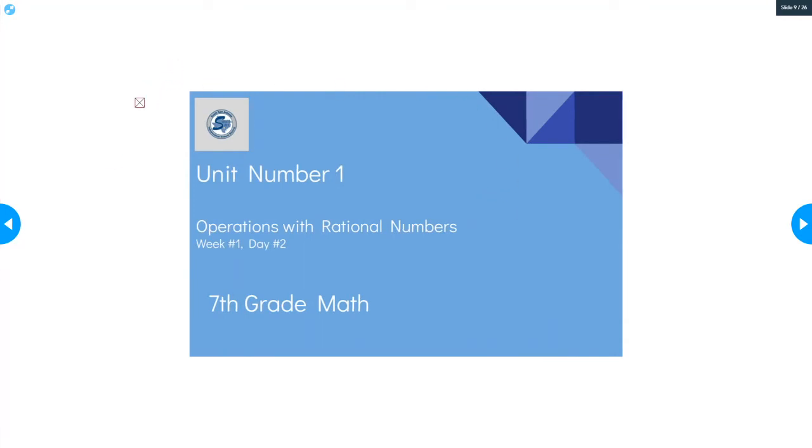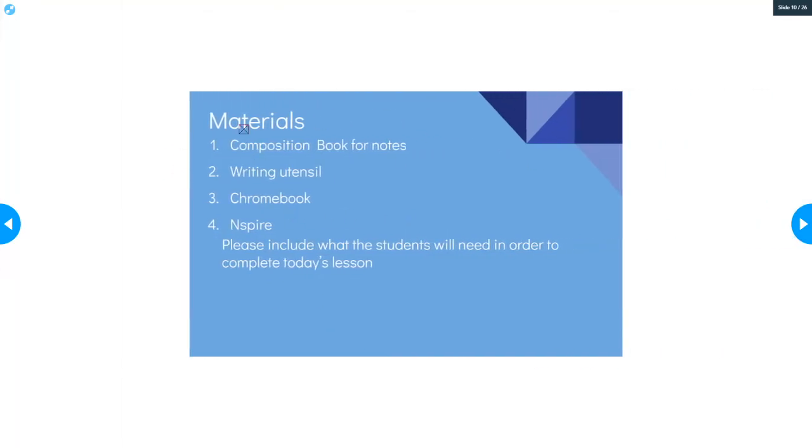Our first unit is still operations with rational numbers, putting things in order, figuring out how to use them. So that is unit number 1 that we are still continuing in our second lesson. Materials that you need are a composite notebook where we kept our notes from last period, our writing utensil to write down those notes, your Chromebook or some type of device, a computer or a Chromebook are my top suggestions.